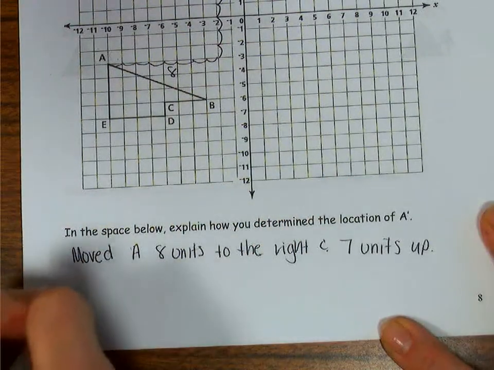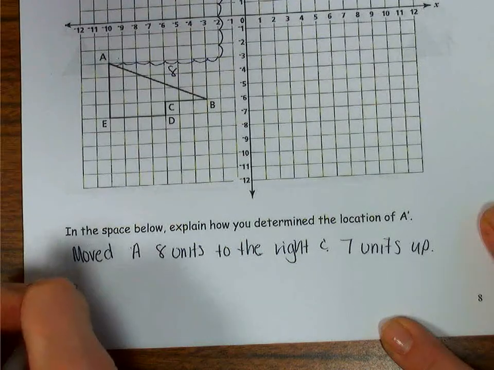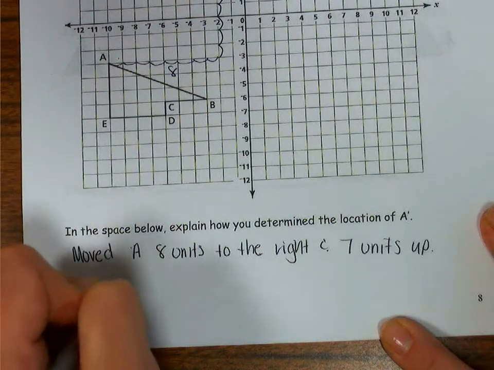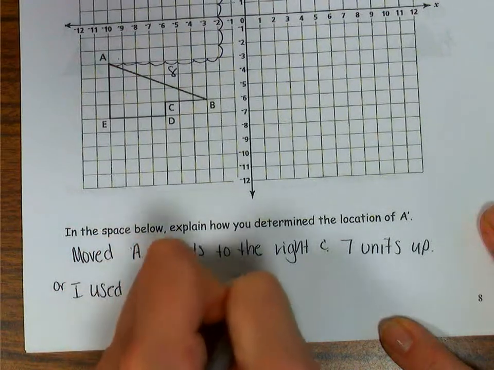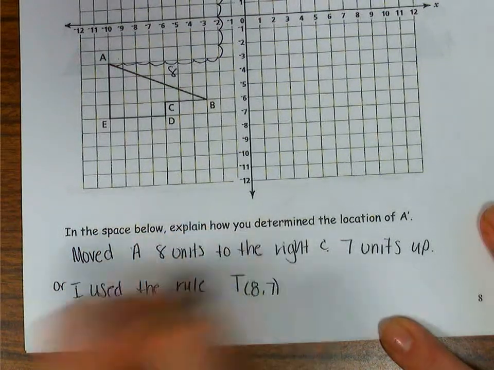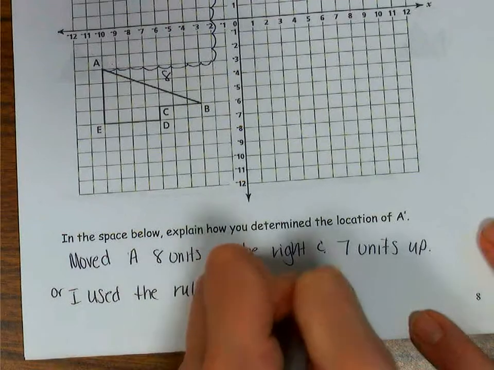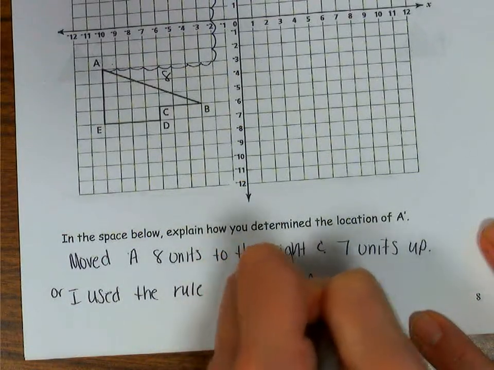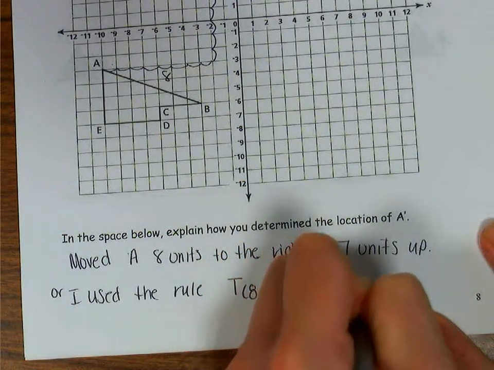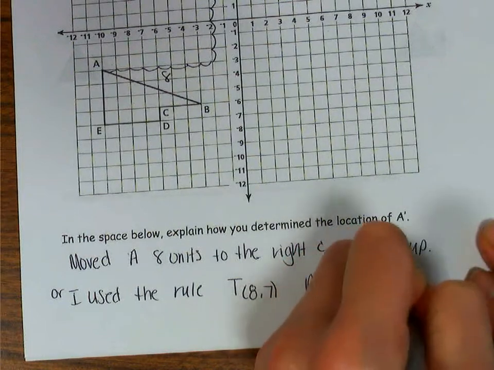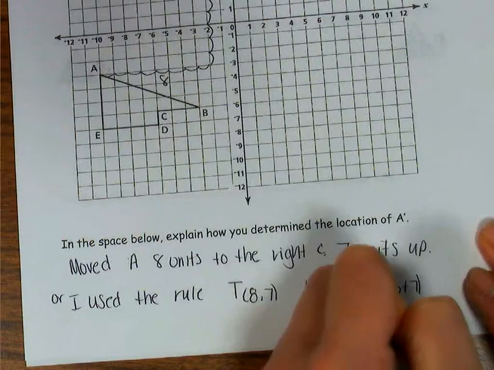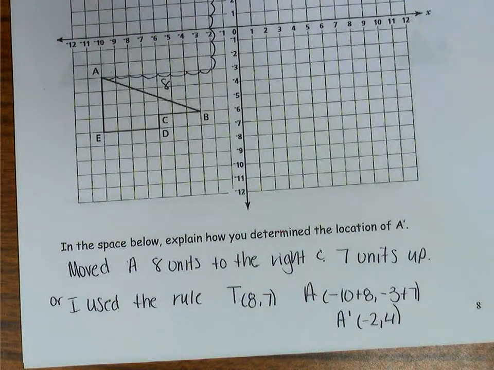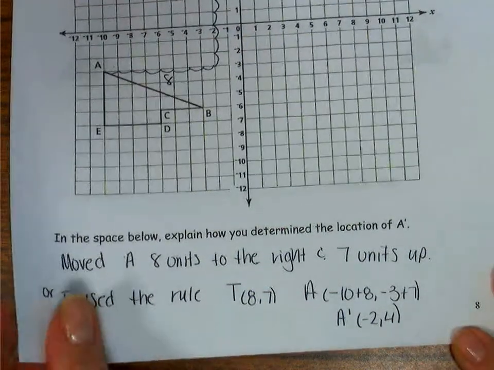You can also indicate that you used a rule, or you can say, I used the rule T(8, 7). And then, of course, you would show your work. So -10 plus 8, -3 plus 7 to get A prime, which is (-2, 4). Okay? So hopefully you're getting a hang of that.